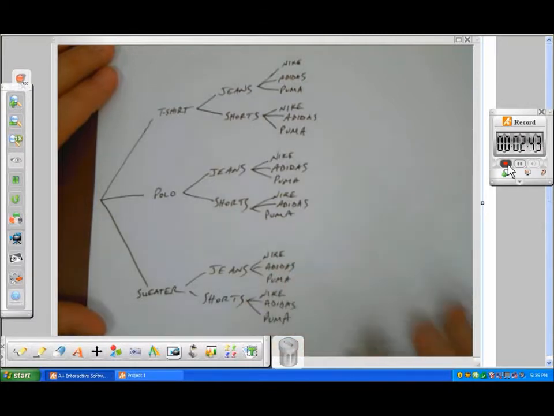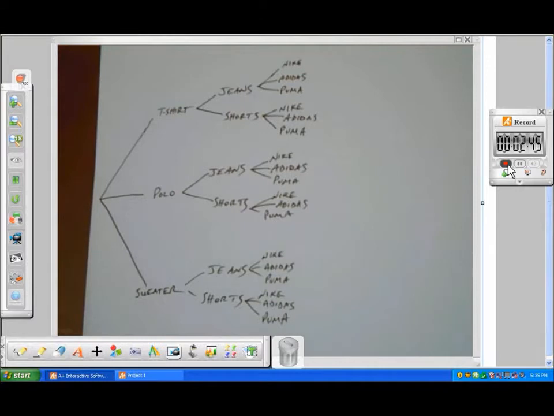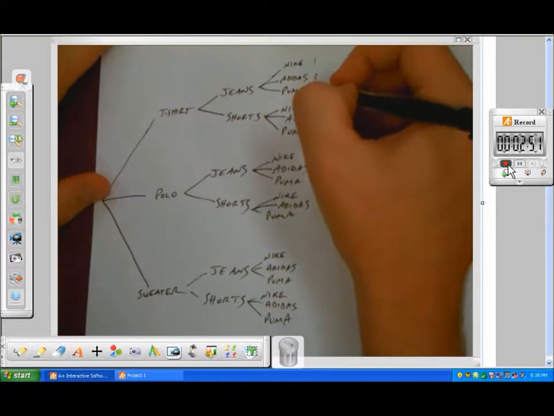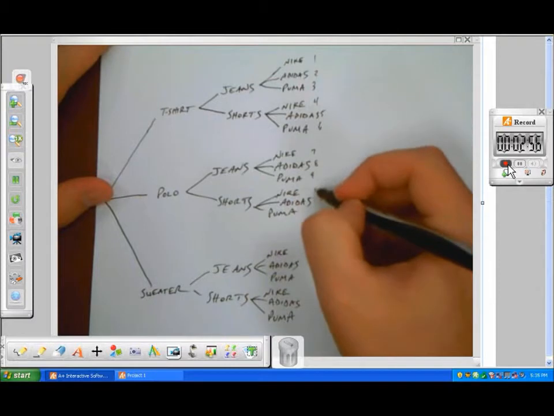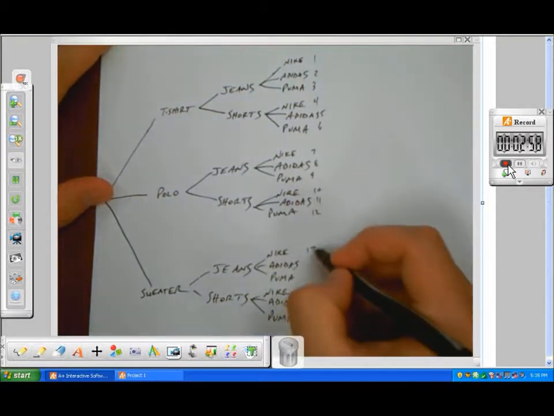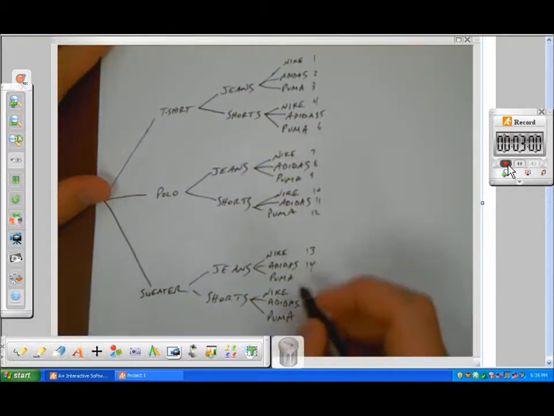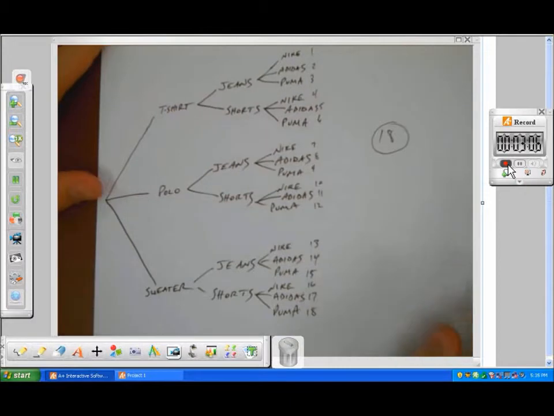Okay, so I have all the different outfit combinations listed. Now I've got to figure out how many there are. 1, 2, 3, 4, 5, 6, 7, 8, 9, 10, 11, 12, 13, 14, 15, 16, 17, 18. There are 18 different possible combinations available to us of different outfits. Now let's take a look at our second example.